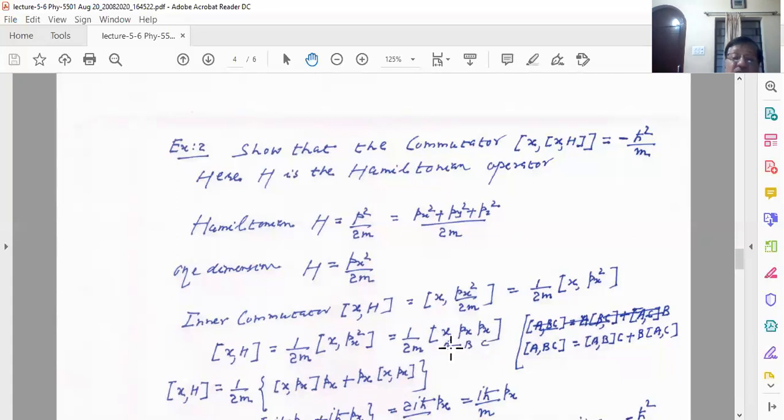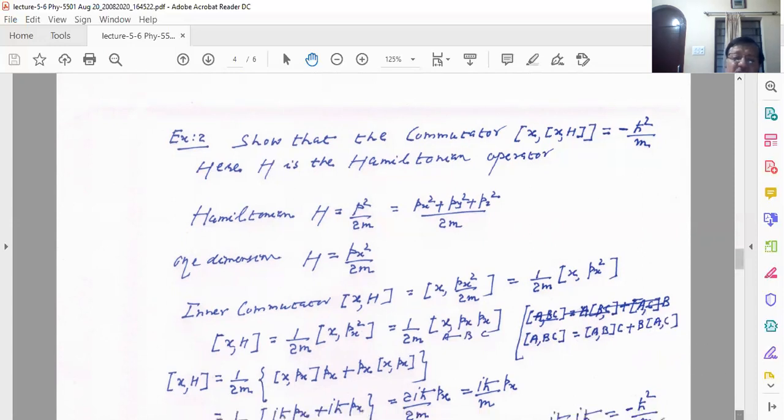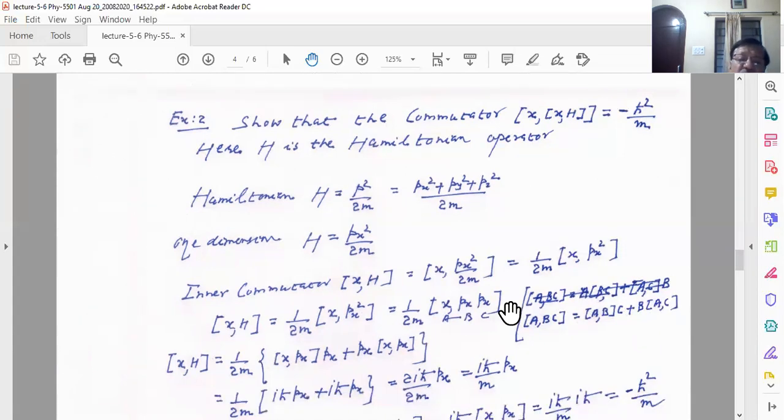Again, this is a commutator of A with the product BC, which I am writing here. The commutator of A with the operator product BC is the commutator of A, B with C, plus B times the commutator of A, C. Let us calculate this inner commutator using that basic law of commutators. So it is 1 upon 2m times the commutator of x, px times px, plus px times the commutator of x, px.